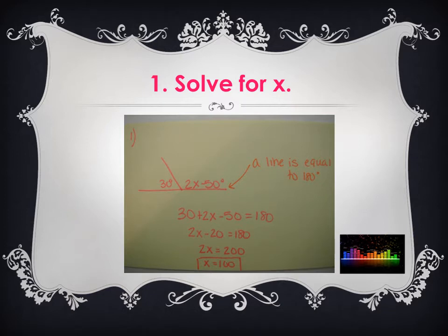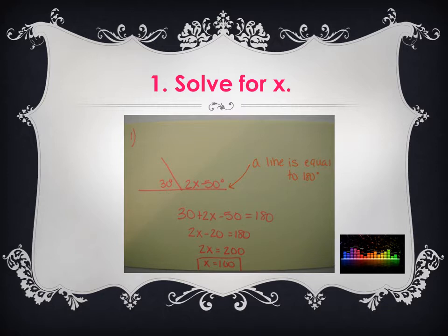In this picture, you are given two angles that are on a line, which is equal to 180 degrees. When we add these two angles together and equal them to 180 degrees, we can solve for x. 30 and negative 50 add together to give you negative 20. So you're left with 2x minus 20 equals 180.